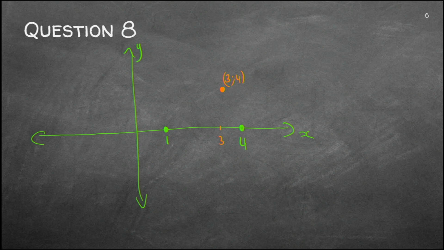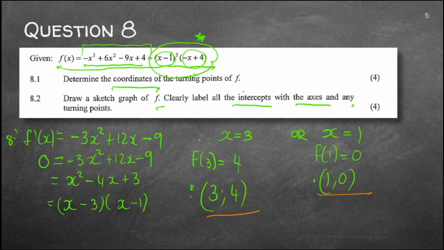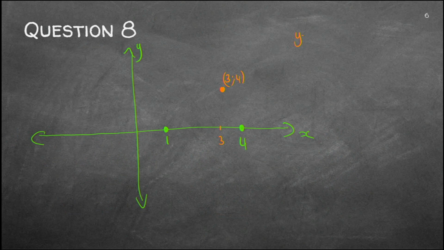Now, the last step is I can also do with a y-intercept. So y-intercept would just be positive 4. But let's just clearly state that y-intercept, x is equal to 0. It means the coordinate is 0 and 4. So there we go. And remember, this one is also a turning point.